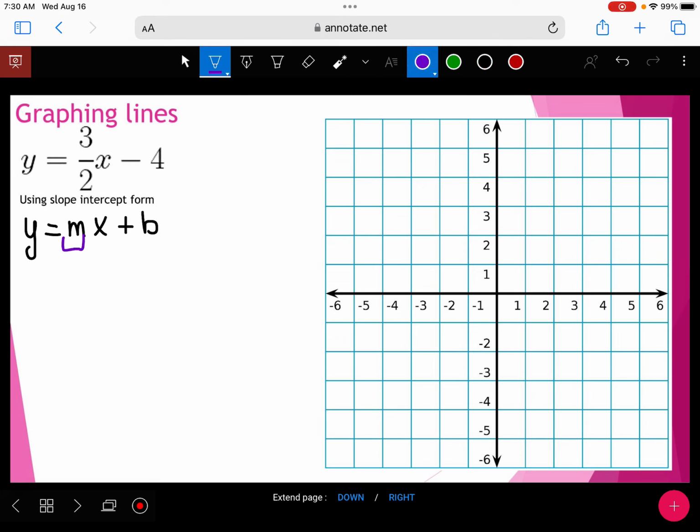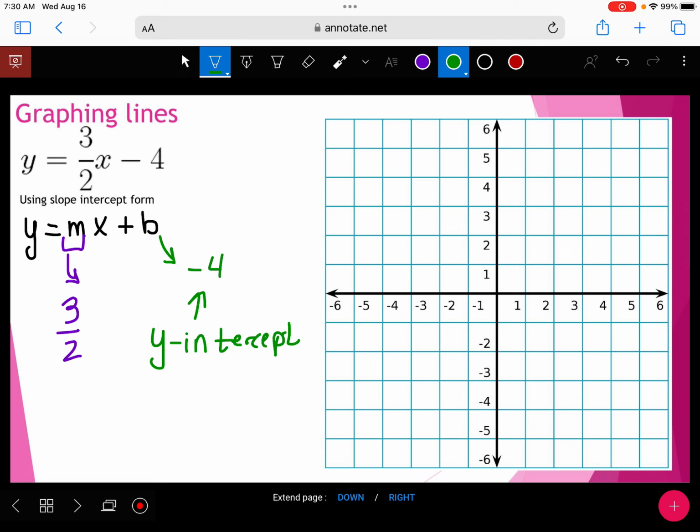What is our slope from our equation? What's our slope on this one? 3 halves. 3 over 2. What's our b? -4. This is our y-intercept. It straight up tells us. So we can plot the point -4 on our y-axis. 1, 2, 3, 4, right there. And we use the slope to find our next point.